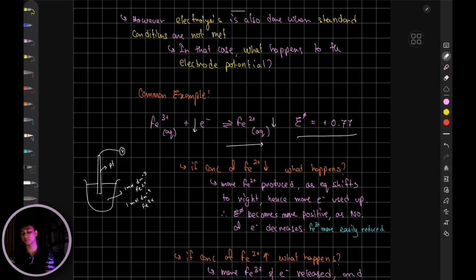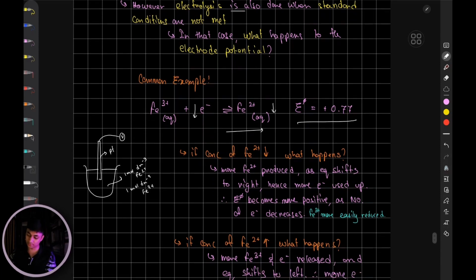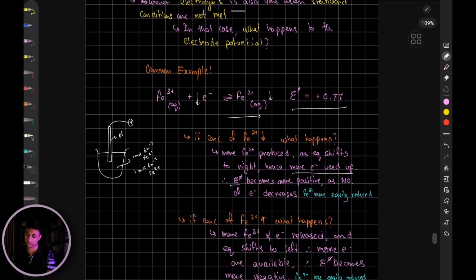Now, how is it going to affect our electrode potential? Since the concentration of electrons is going to decrease, your electrode potential will become more positive. Think of it this way: if the concentration of electrons decreases, that means the negative charge in the solution decreases, which is why your new electrode potential will increase. That is, it turns more positive, because you're decreasing the electron concentration.